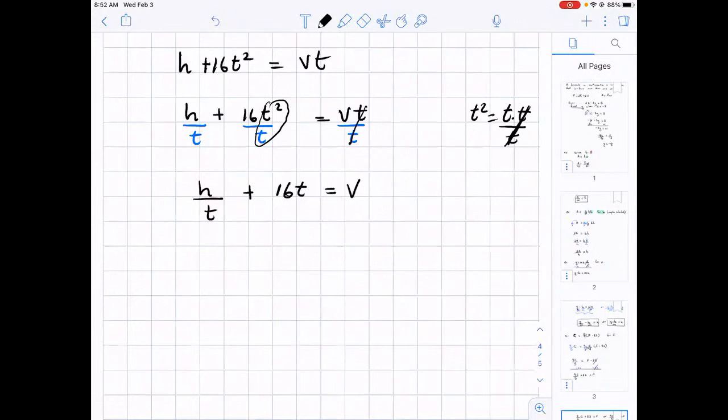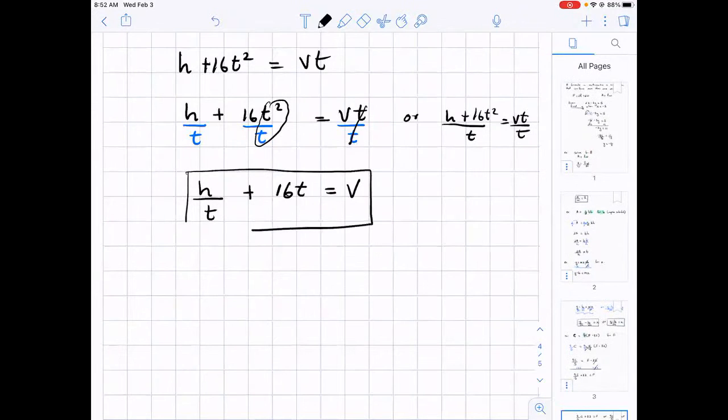Now if you had written it the other way, h plus 16t squared everything over t equals vt over t, then you probably wouldn't have done the simplification and your answer wouldn't be fully correct. So this is the final answer that is acceptable, okay? And that's the reason I like to divide each term rather than putting everything over t as I did here. So if you do that, you will still have some work to do, okay?